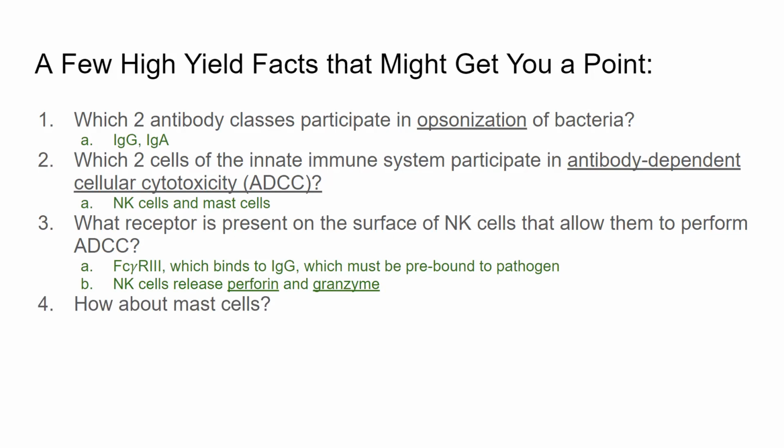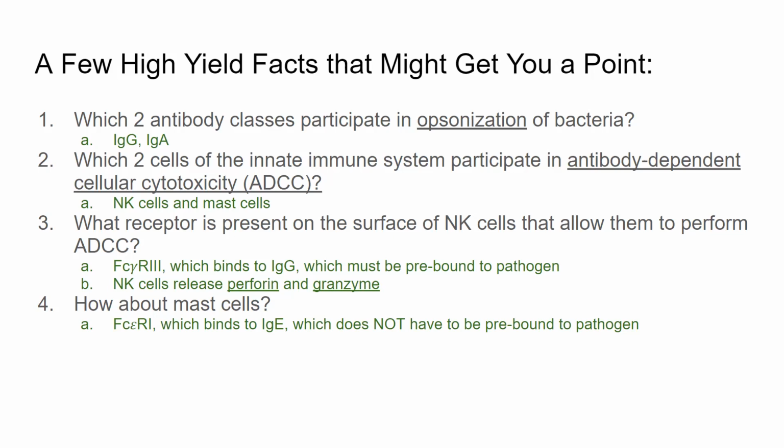So how about mast cells? What receptor do they have? Fc epsilon R1. Good. And now this binds IgG or IgE. This is important because IgE does not have to be pre-bound. This is why type 1 hypersensitivity occurs very quickly, because IgE is already pre-bound to your mast cells. That's really high yield to know, and we'll talk about that a little more.